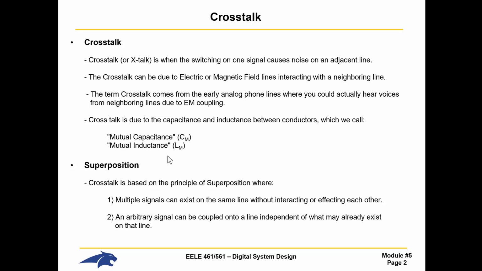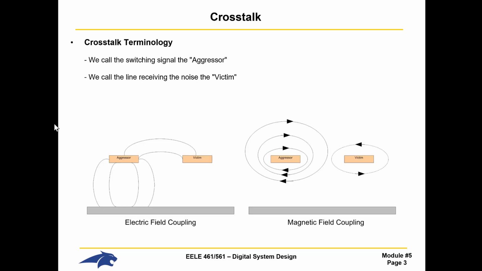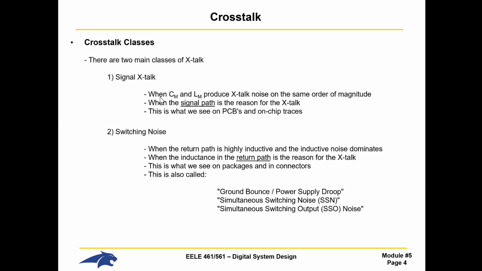And the reason that they can both contribute to the crosstalk or the noise on the other line is because of superposition. So remember, superposition in an electrical circuit allows multiple signals to be occurring or being induced, and the net signal you see is simply the sum of them. So that superposition principle is true in crosstalk also. Okay. All right. So you kind of have a feel for what it looks like.